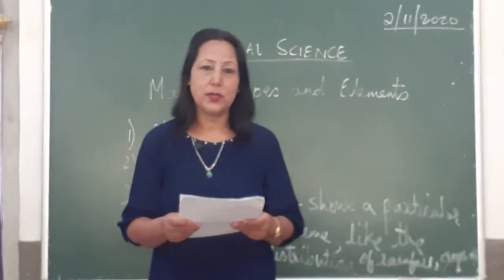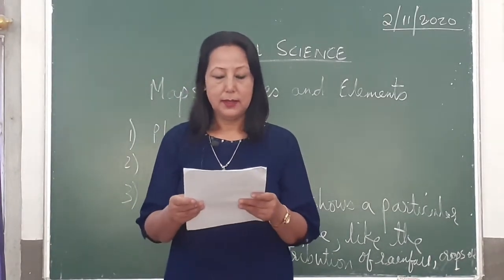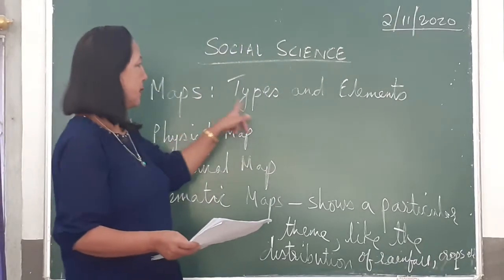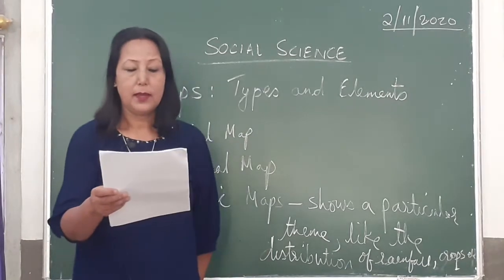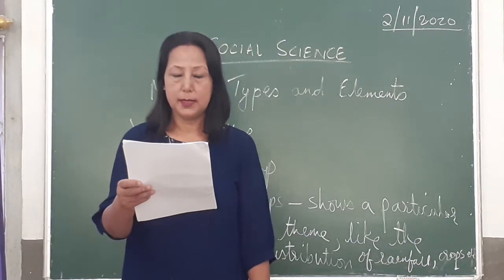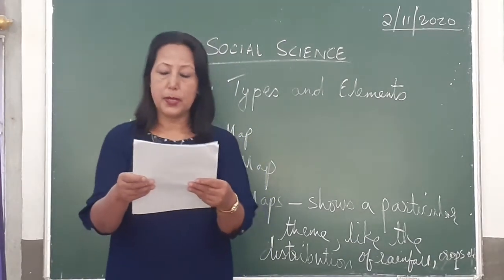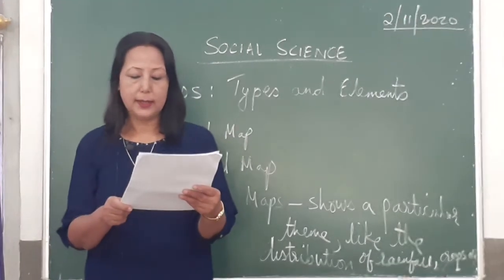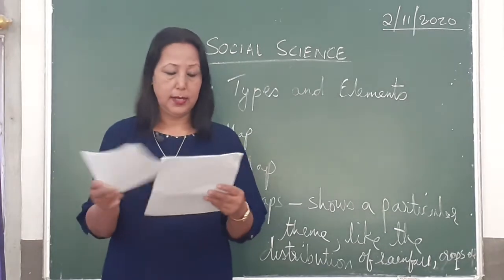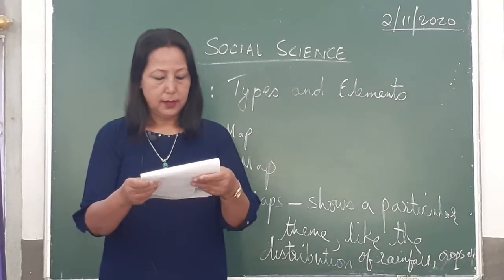Hope you enjoyed yourselves. Today we are going to begin a new chapter, that is maps, types and elements. Physical map, political map and thematic maps. Thematic maps show a particular theme like the distribution of rainfall, crops, soil, etc. Okay. So, we begin now.